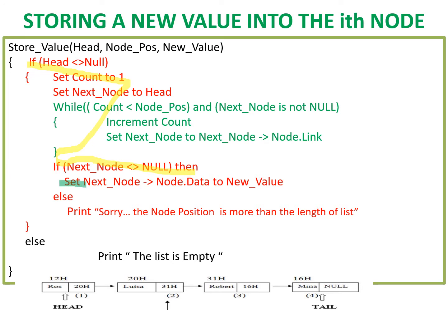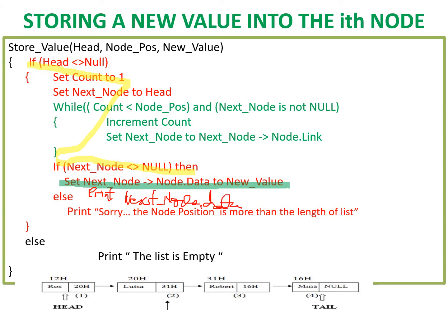this statement. Set next node referencing to node.data equals new value. In our previous example, instead of assigning the value of the next node referencing to node.data, we simply displayed the node.data of the next node. So we had this statement, print next node referencing to node.data. Okay? So that is our previous operation.